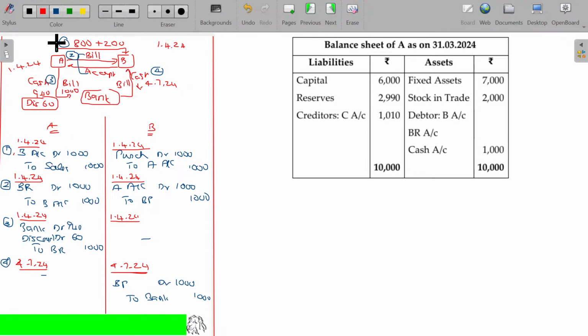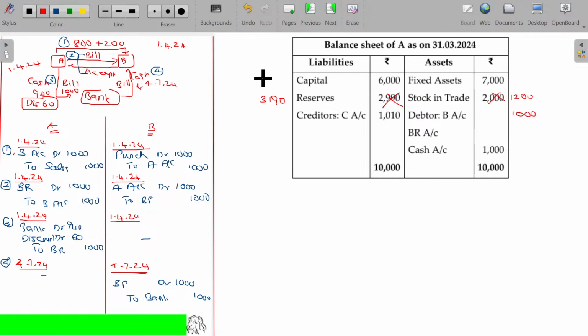B account for this first transaction, stock is decreased by 800. Then this becomes 1,200. And it increases the reserves, the value being 3,190. And B account will emerge now as a new 1,000. This is the journal entry. The impact in the balance sheet after the first journal entry.